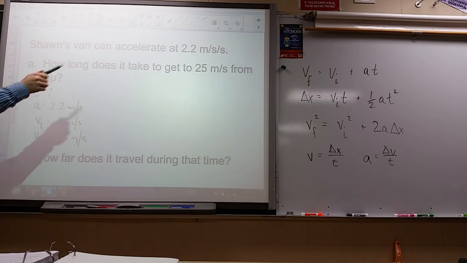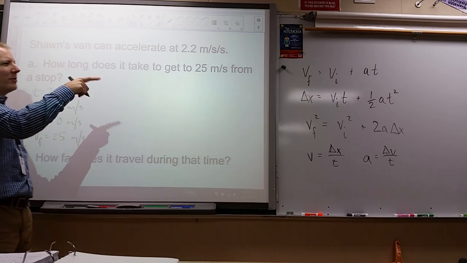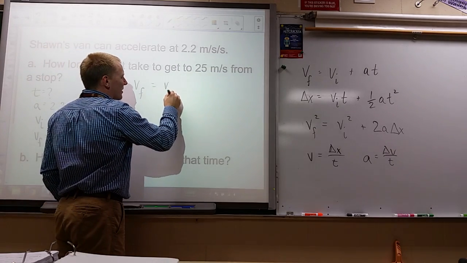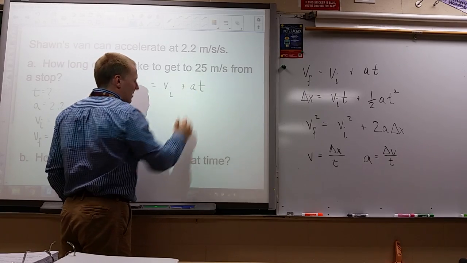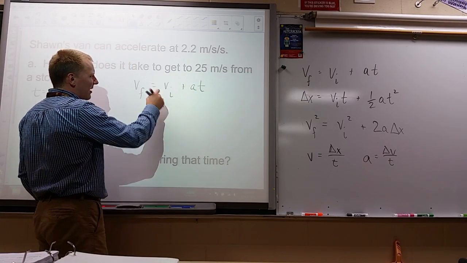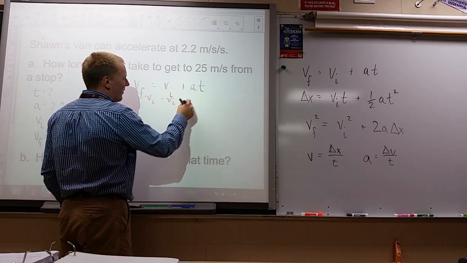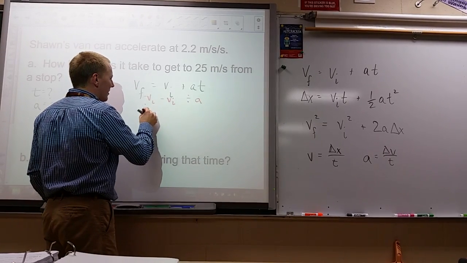Okay, so we are going to use our first one, we're going to rearrange that and solve for the time. So we have to subtract VI from both sides, and then we're going to have to divide by A.